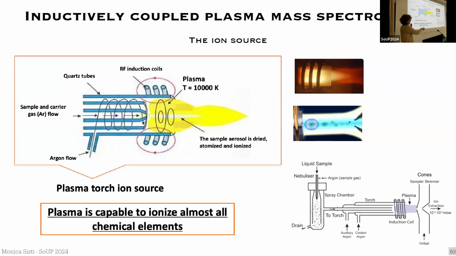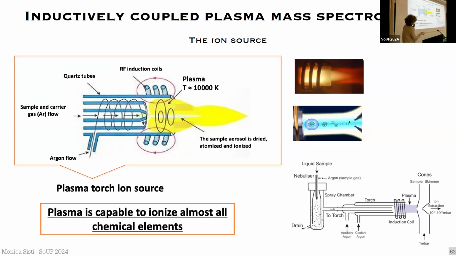It gets nebulized inside the spray chamber, and it gets mixed with argon. You get a sort of aerosol that is then inserted in the torch. Here you see the torch that reaches a very high temperature. So this is ICP-MS with the argon plasma source. This reaches a very high temperature, and this plasma is capable of ionizing almost all chemical elements. That's why it is very powerful.